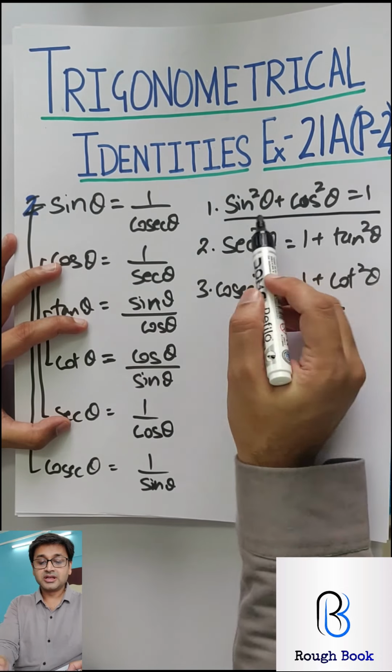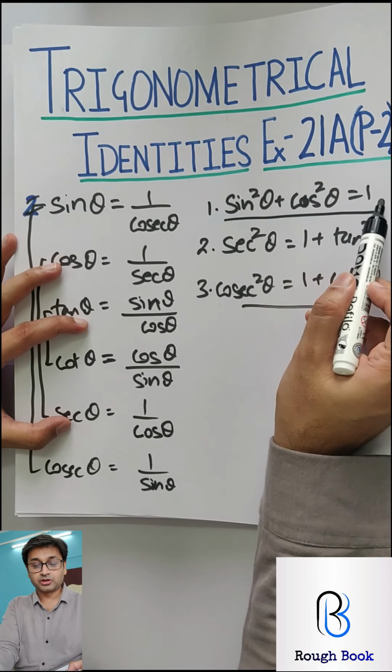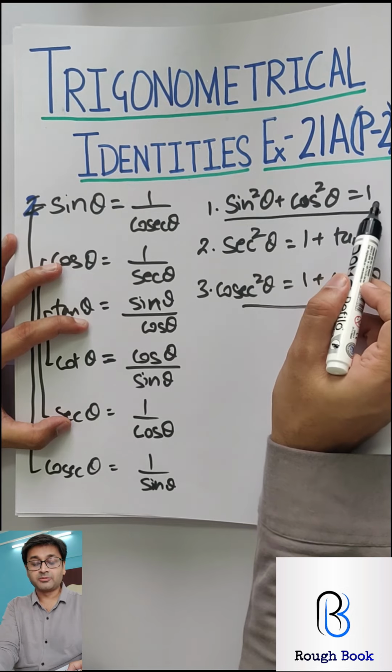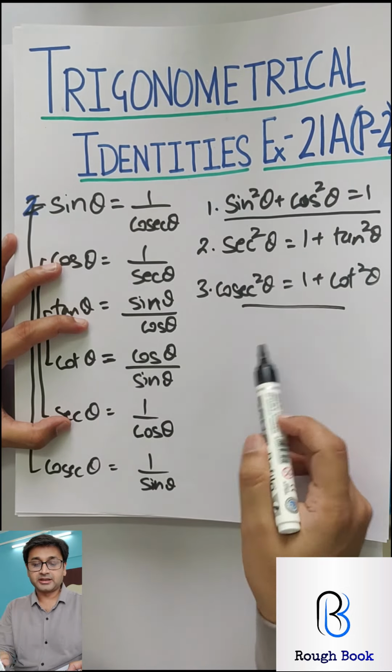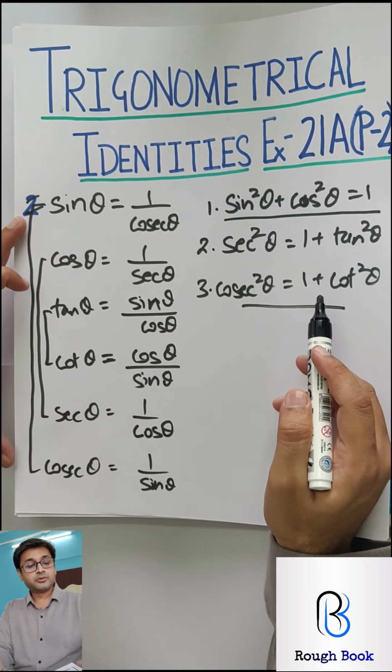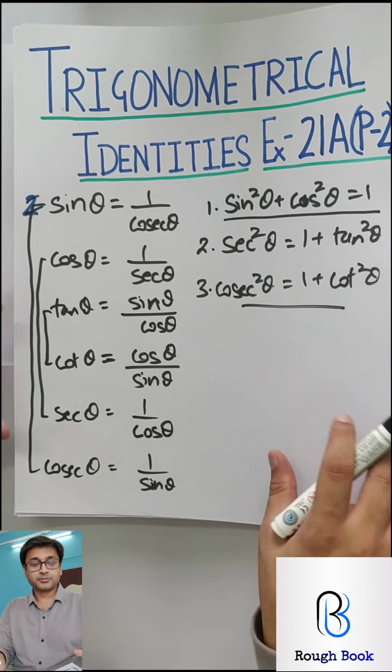Majorly this one is used. Sin square is equal to 1 minus cos square, or cos square is equal to 1 minus sin square. The moment you see squares, the bell should hit in your head that I am going to use a square ratio. Otherwise you are going to use the reciprocal ratios.